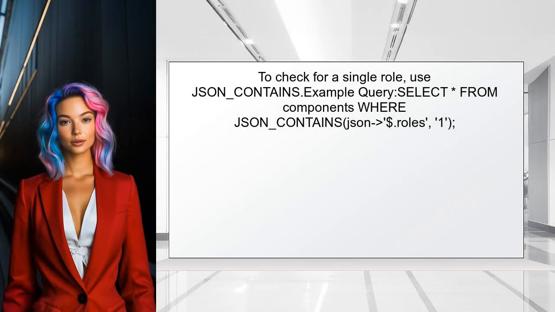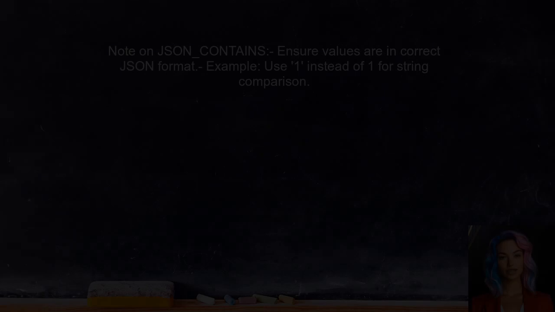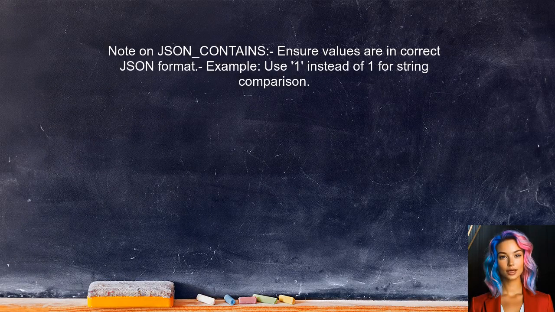If the user wants to check for a single value, they can still use JSON_CONTAINS, but they need to ensure they are passing the correct format. For example, to check for just the role 1, the user can write the query. It's important to note that when using JSON_CONTAINS, the value must be in the correct JSON format. This means that numbers should be passed as strings when querying.